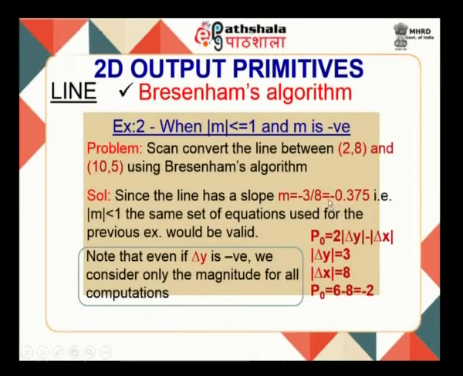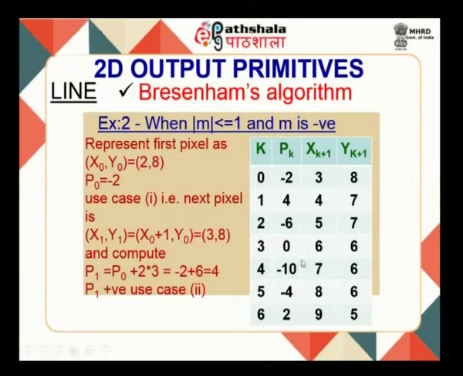So, do not bother about m being negative with mod m less than or equal to 1. You still follow the same set of equations, but the only change you make is that wherever there is delta y and delta x, you take the modulus of that. The same equations you will be using, but use modulus for delta y and delta x. That is the important observation, and based on that a problem is solved here. You will easily understand when you start doing this.